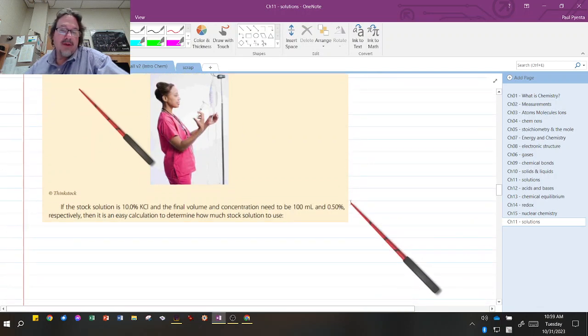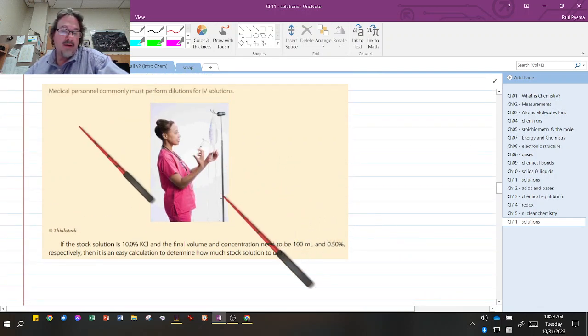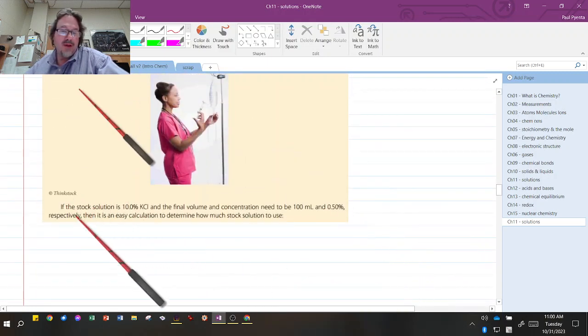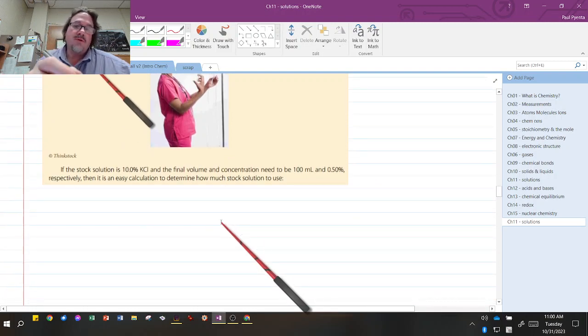Okay. Next, they've got this picture of an IV bag here, and kind of this problem. This is one of those little inserts, but it's a good problem to go through. It says if the stock solution is 10% potassium chloride and the final volume and concentration needed are 100 milliliters and 0.5%, then it is an easy calculation to determine how much stock solution to use. So what are they asking for? They're saying the stock is 10%. They gave me an initial concentration. They gave me a final concentration here and a final volume. They're asking me how much. In other words, what is the initial volume that I should use? But again, that's just a dilution formula.